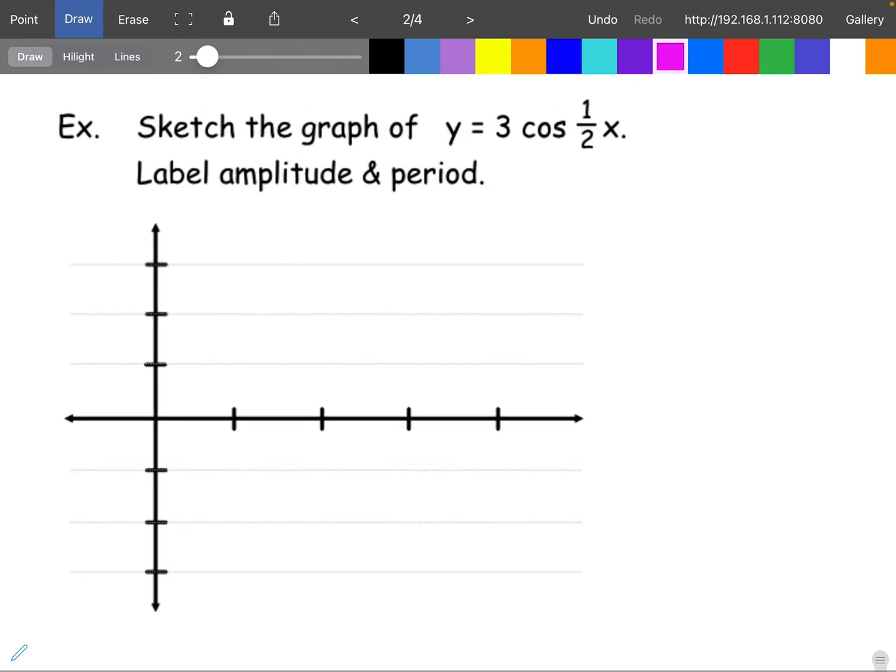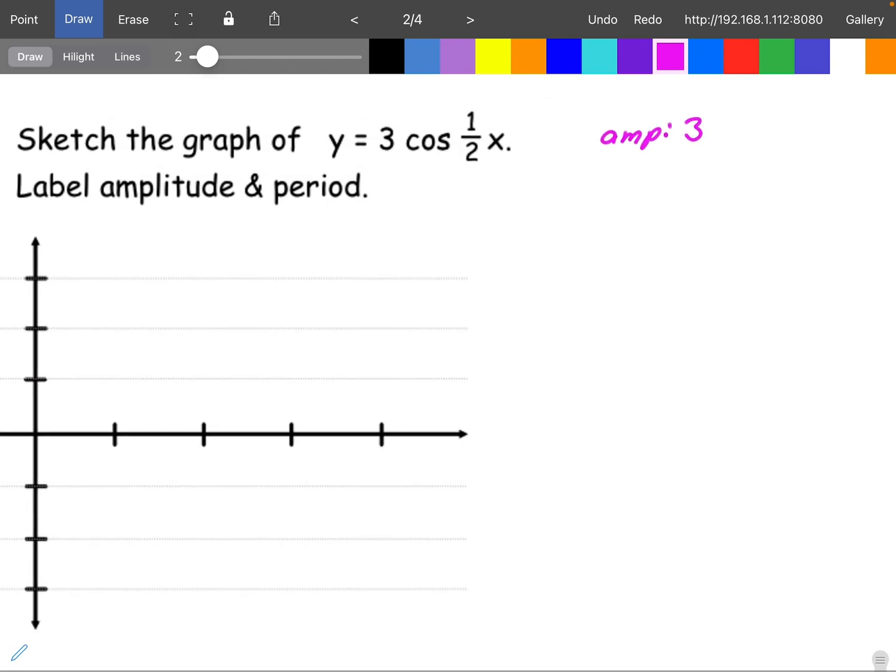Now we see that this one is going to have an amplitude of 3. So amplitude is 3. It is not reflected, and we know cosine, the normal cosine, would go 1, 0, -1, 0, 1, and then have that nice little curve. Okay, however, ours is going to go 3 and -3. So next we need to figure out what our period should be.